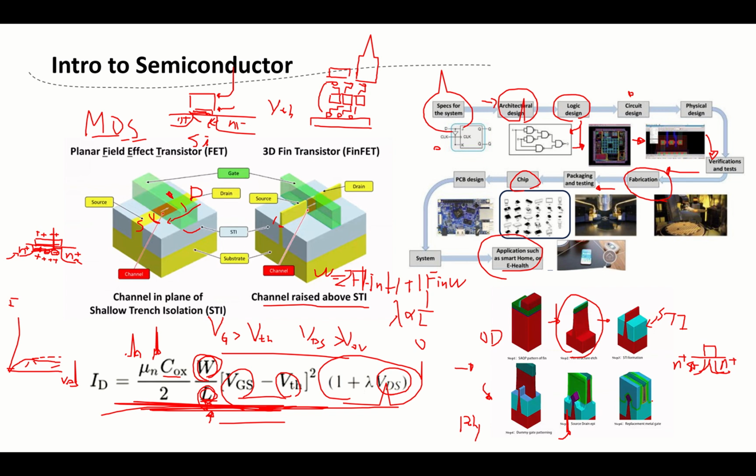Then they start the replacement metal gate, RMG. Here they etch down the poly gate and then fill up the metal they want. They will first fill the dielectric area, then put on the metal by continuing to do photolithography, etching, filling, and so on.